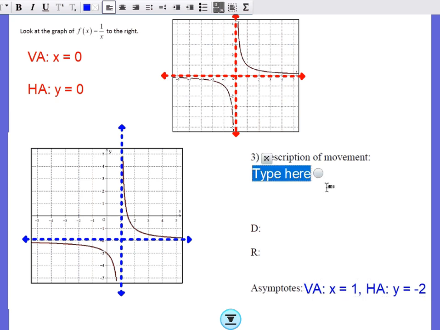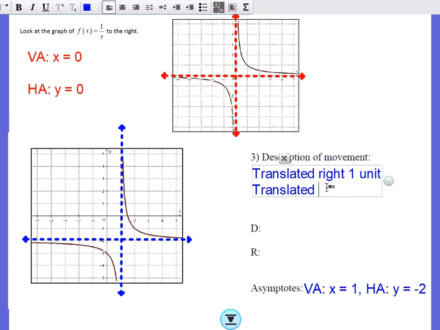And so the movement that we have here, our graph has been translated right 1 unit and translated down 2 units. And so our domain here would be x does not equal 1, and our range would be y does not equal -2.